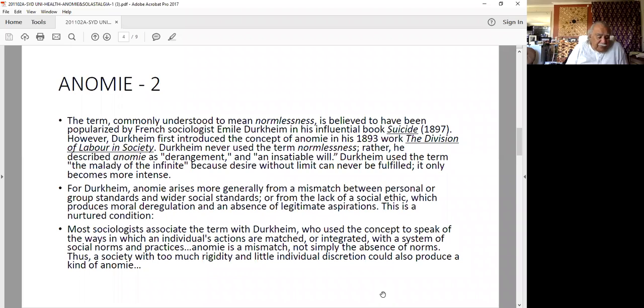Most sociologists associate the term with Durkheim, who used the concept to speak of the ways in which an individual's actions are matched or integrated with a system of social norms and practice. Ennui is a mismatch, not simply the absence of norms. Thus, a society with too much rigidity and little individual discretion could also produce a kind of ennui.